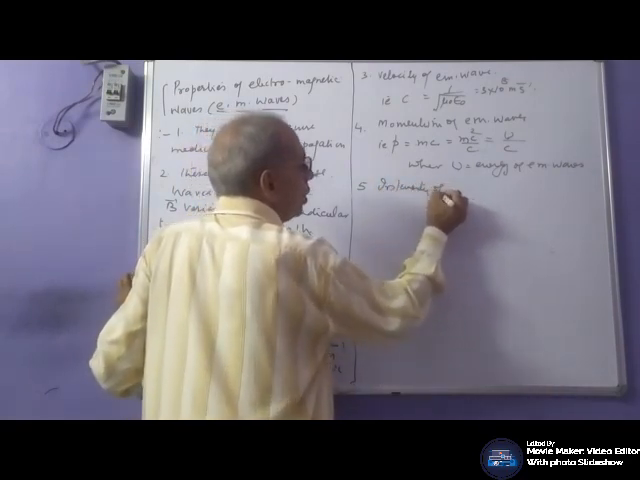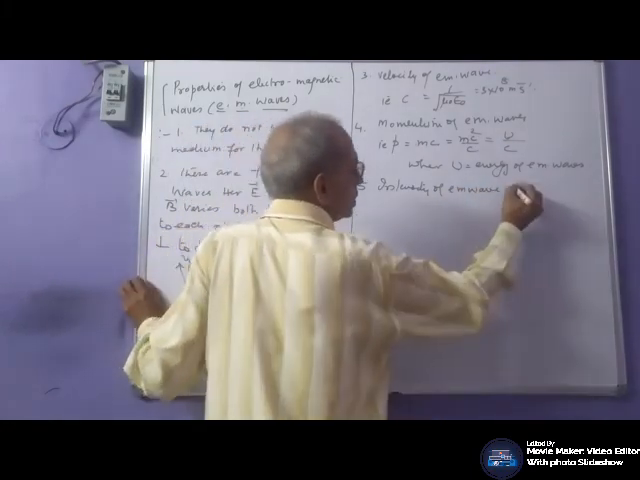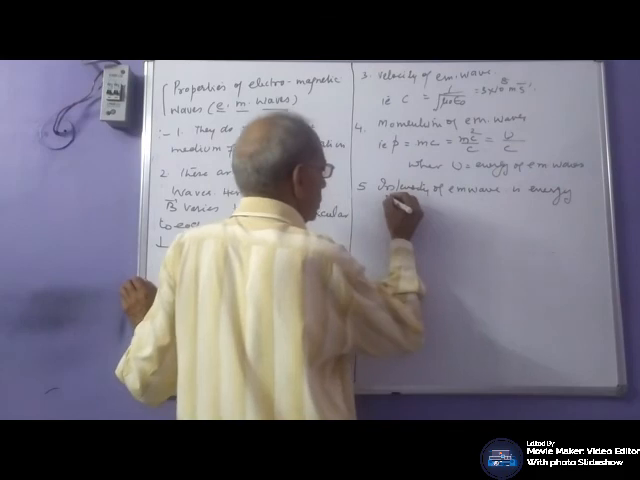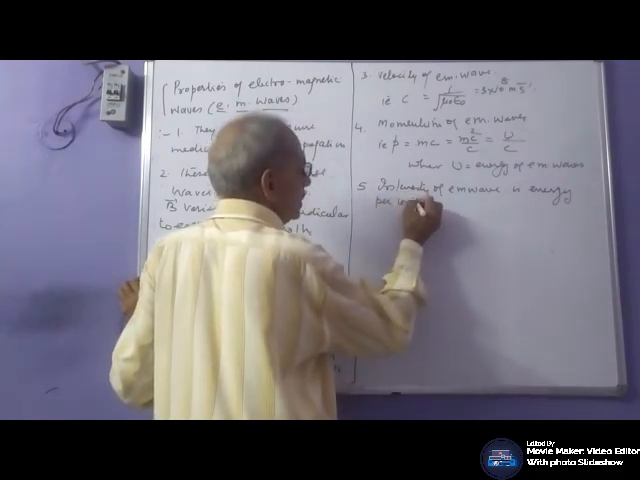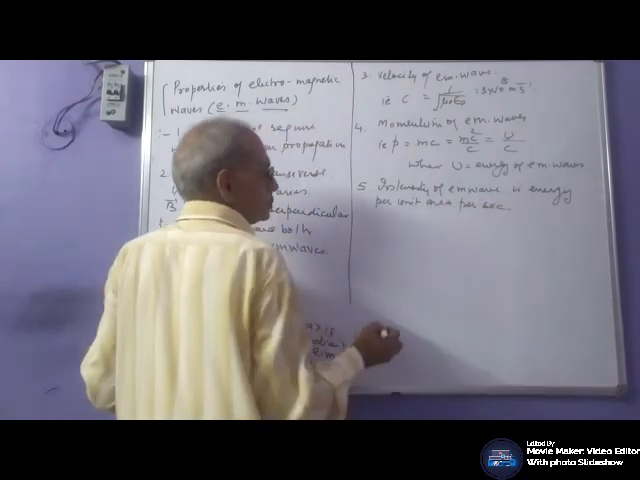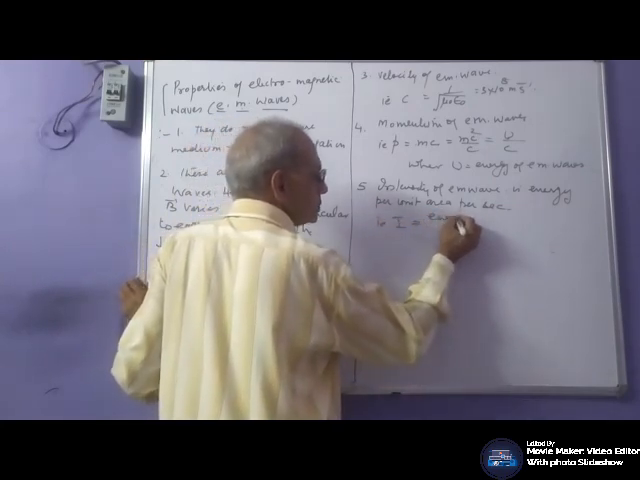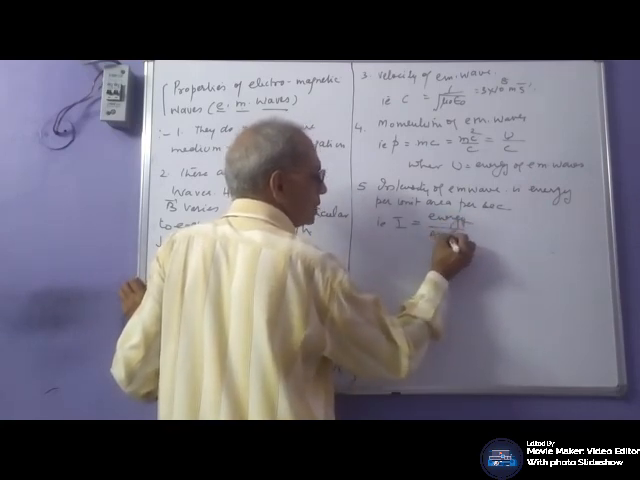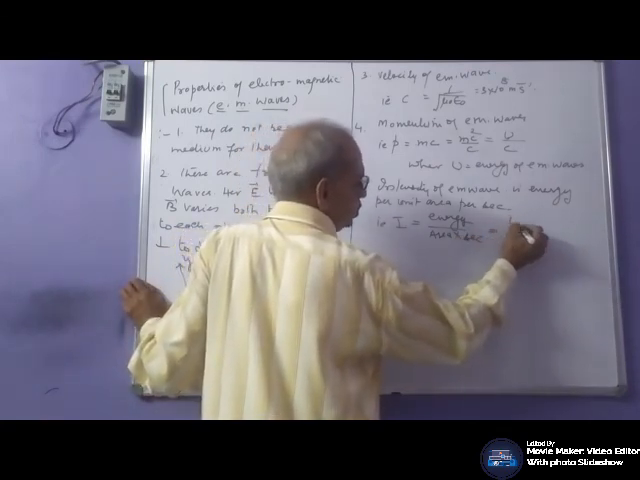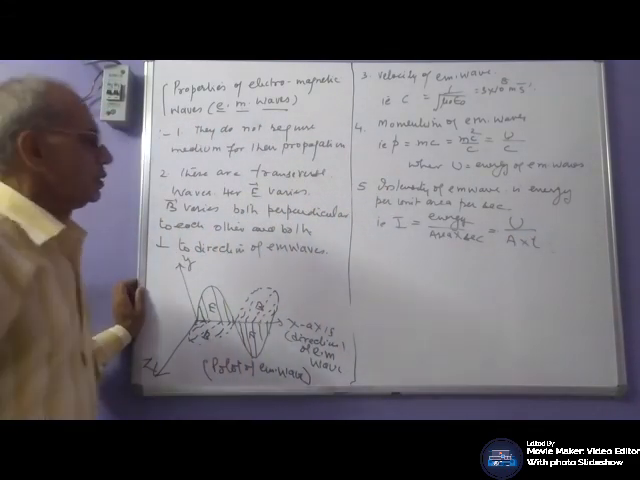Intensity of an EM wave is energy per unit area per second, that is I. It is energy per unit area per second, so it is U by A t. This is the intensity of an EM wave.